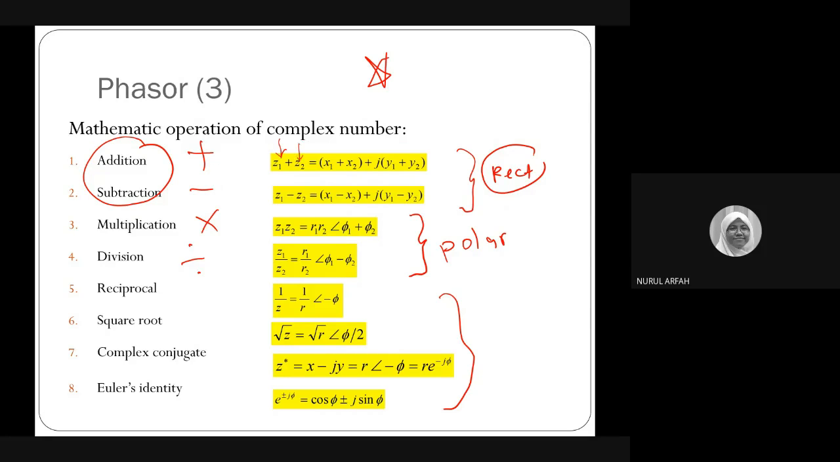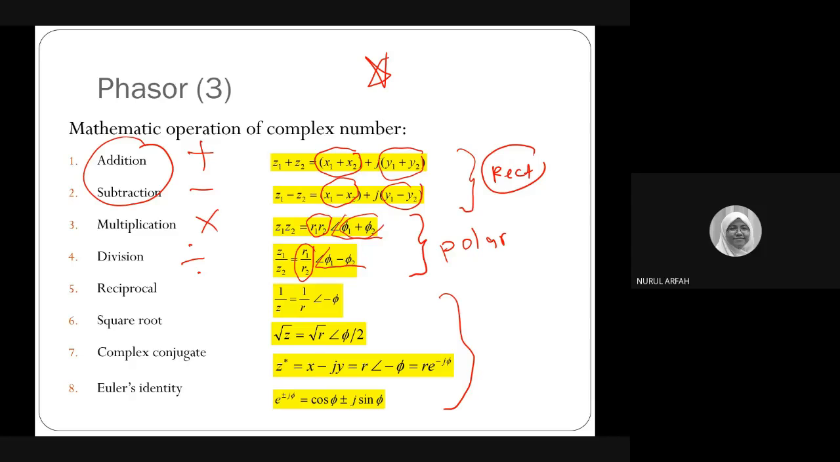So in rectangular form for plus and minus, Z1 and Z2 are basically two signals. You are going to add the real part of signal 1 and 2, and then the imaginary part of signal 1 and signal 2. Same with minus: the real part and the imaginary part. For multiplication, you multiply the amplitude and add the phase. For division, you divide the amplitude, and for phase, you subtract.